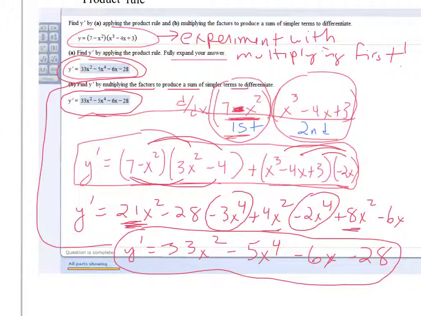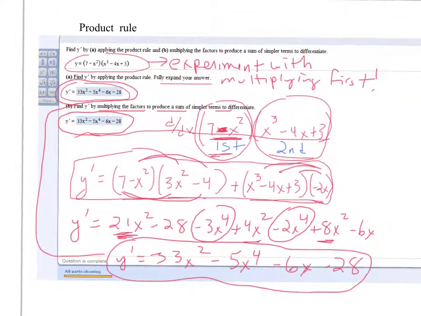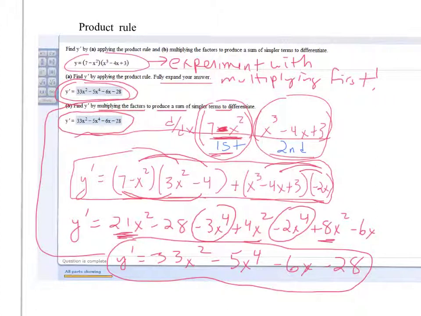And then you could dodge the product rule completely, because if you multiply that out, you'll have an expanded polynomial, and you can just use your sum and difference rules. So, all right, hope that helps. Then that takes care of our product rule. And then the last one for today is the quotient rule.